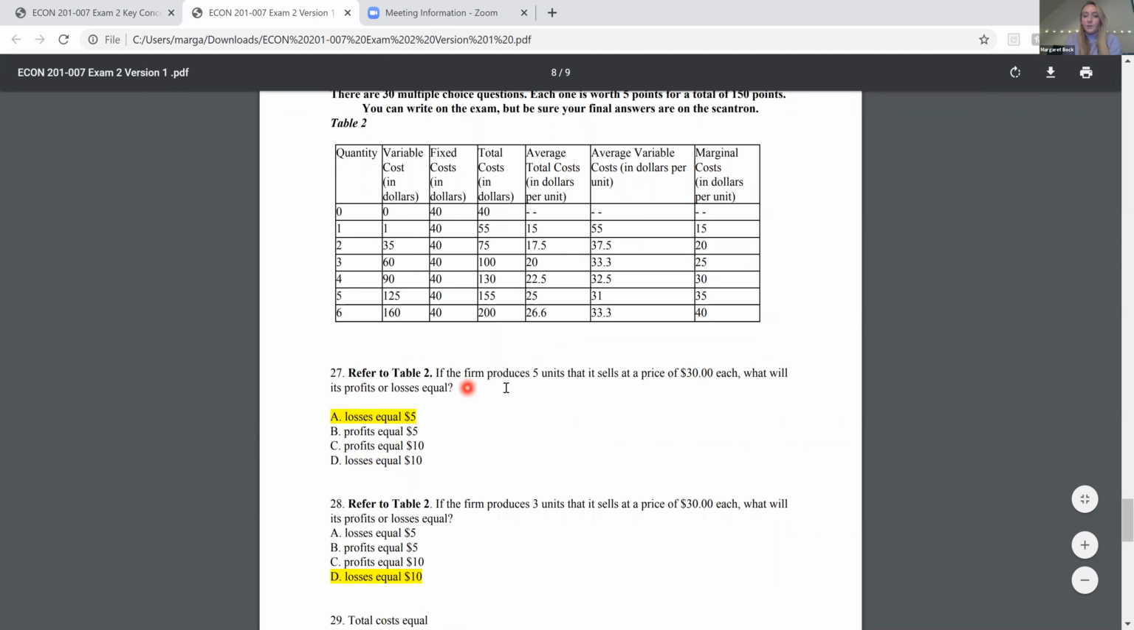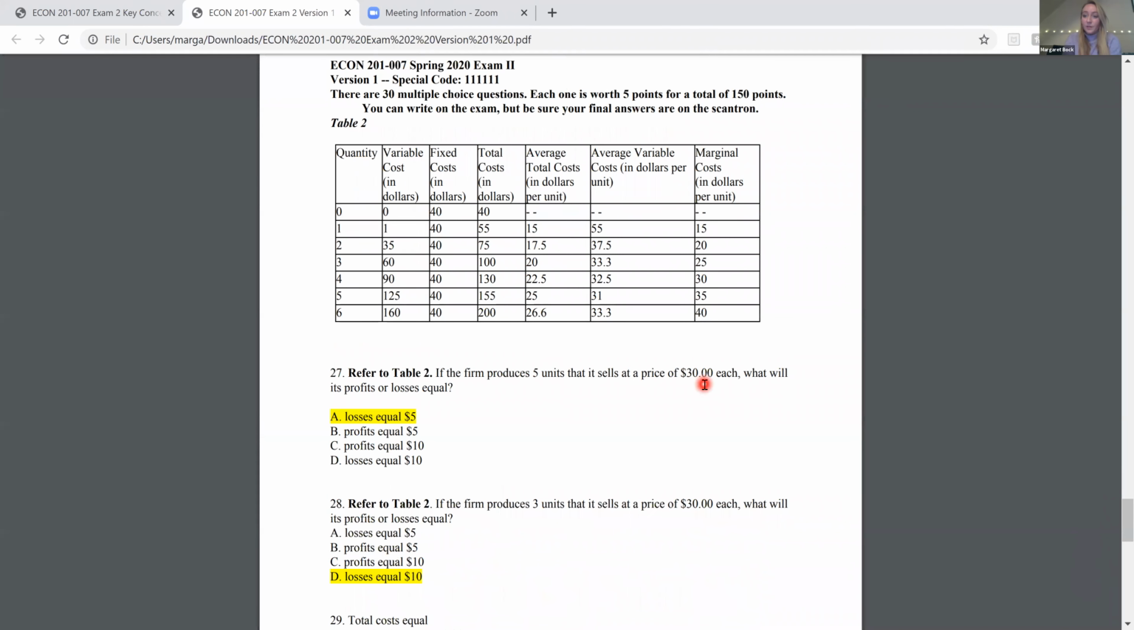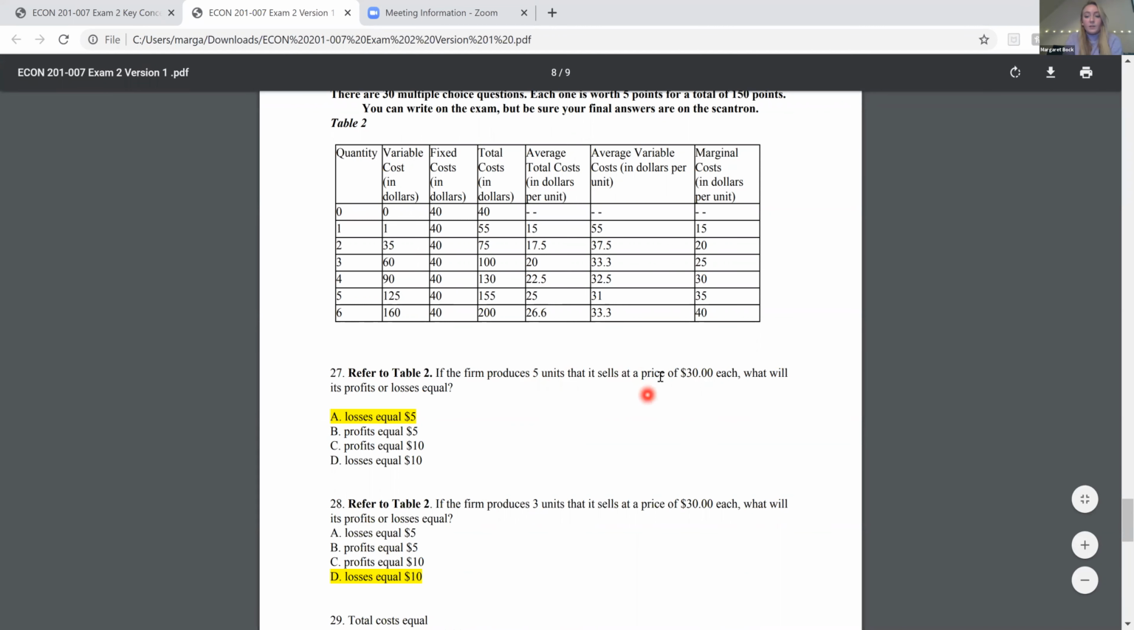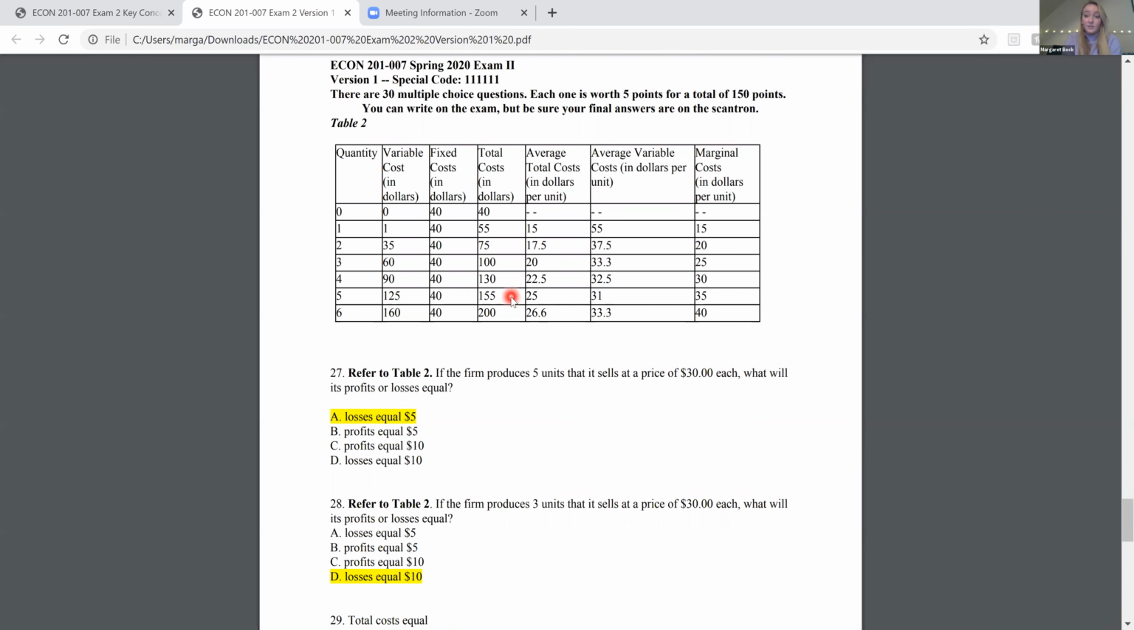So if the firm sells 5 units at a price of 30, we know that the total revenue, therefore, will be 5 times 30, which is 150 total revenue. And then we just do total cost for 5 units, which is 155. So the firm is bringing in $150, but it's costing them $155 to make this amount of this good. So they're going to be losing $5.